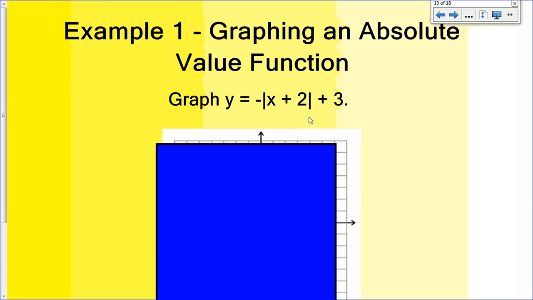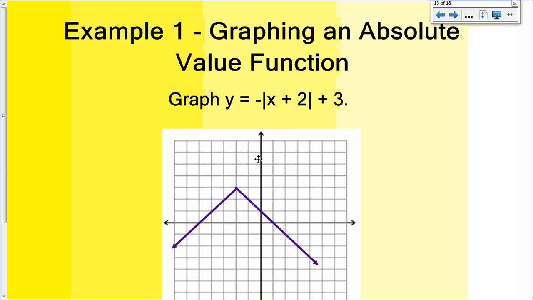Okay, so here we want to graph this function. Looking at it, a is a negative number, so it's going to open downward. Our vertex, the point at which we're starting, is going to be -2, 3. Remember, it's opposite in here.